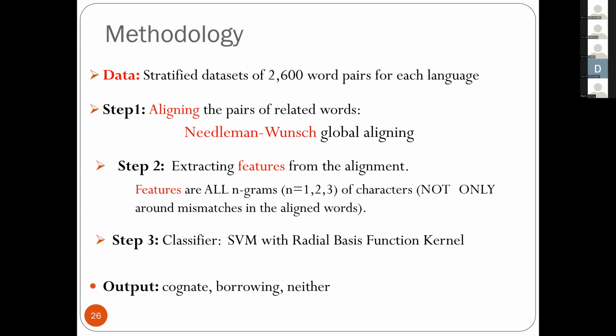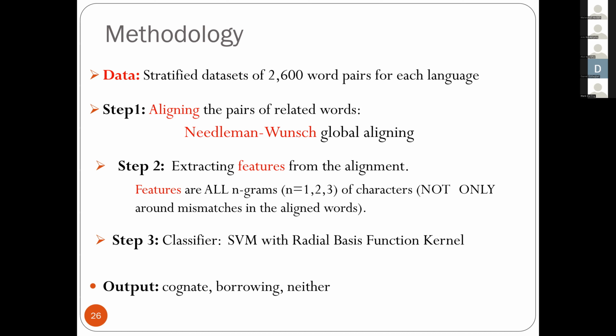We decided to use the same strategy. We used now the same data, but we used 2,600 pairs of words for each language. Why? Because we have around 1,300 pairs of borrowing between Romanian and Portuguese. We use the same algorithm, Needleman-Wunsch. We use the same idea of features, but we changed something in the features.